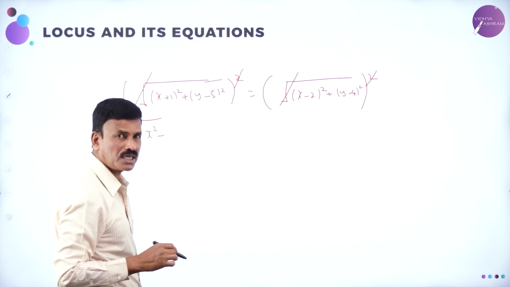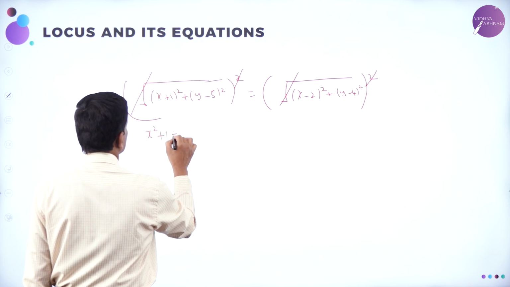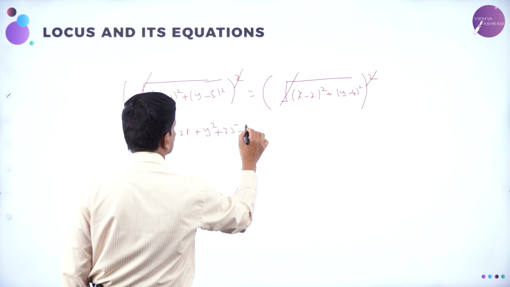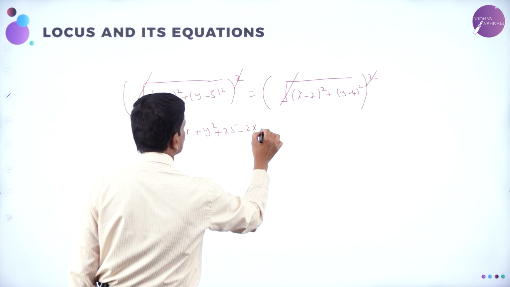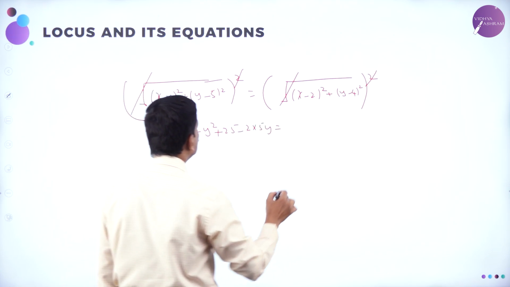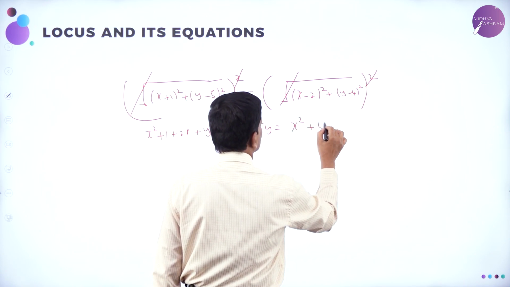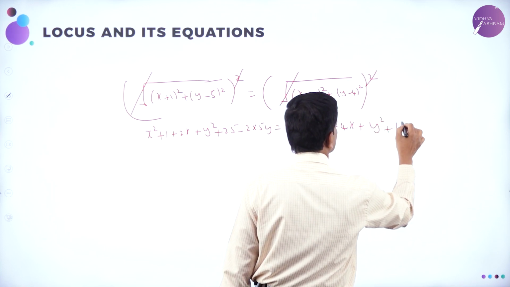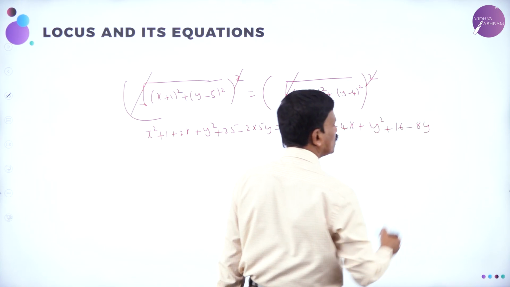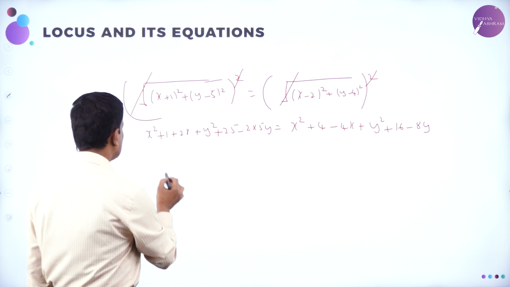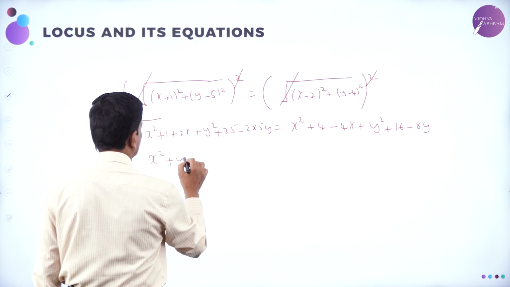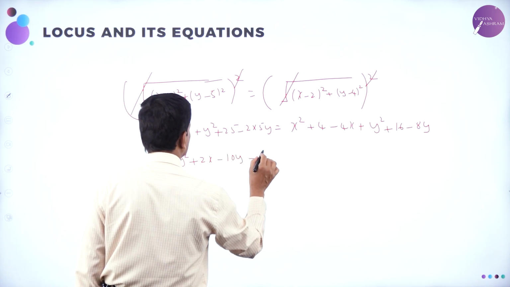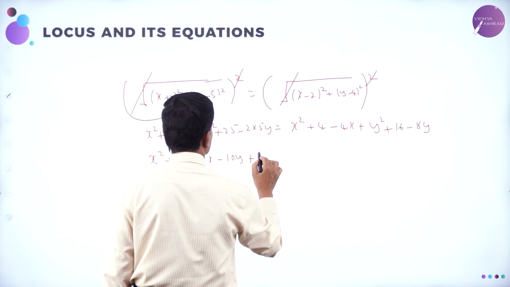Simplify this. (a plus b) whole square and (a minus b) whole square. a square plus b square plus 2ab. a square plus b square minus 2ab. 2 5s are 10y is equal to again a square plus b square minus 2 2s are 4x. Again a square plus b square minus 4, 2 8s are 16, minus 8y. Right. Now this can be written as x square plus y square plus 2x minus 10y, constant 25 plus 1 is 26.